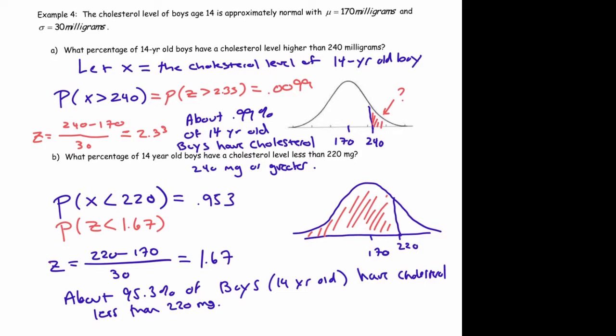Okay, so we've dealt with percentages that go from one tail to the other, or from one value to either tail. In the next example, we'll be looking at percentages that fall between two data values. And just to kind of wrap up this type of example, we'll do that so that you can see what that looks like and get into the habit of using the calculator correctly.